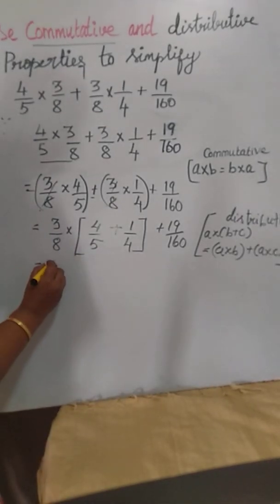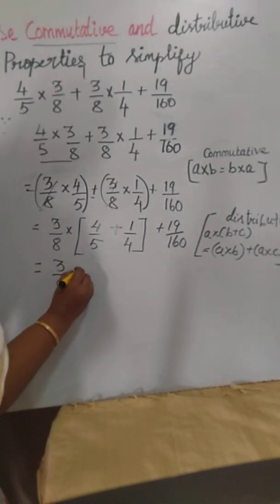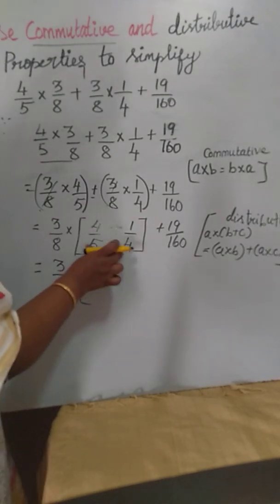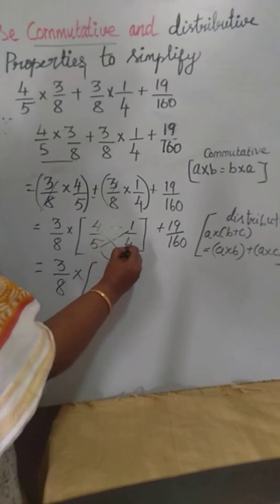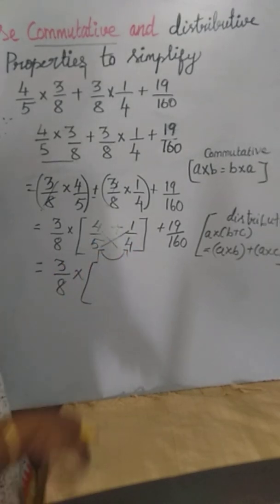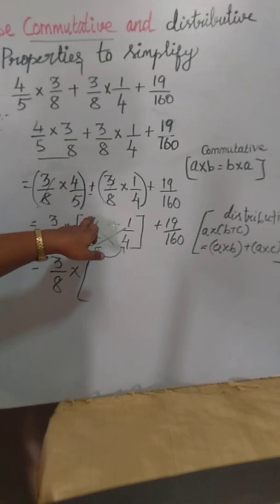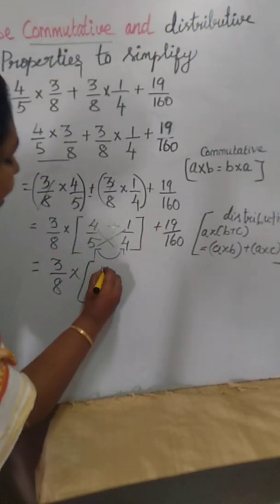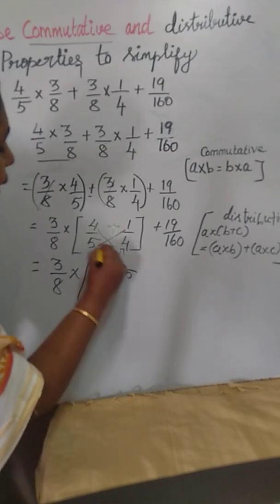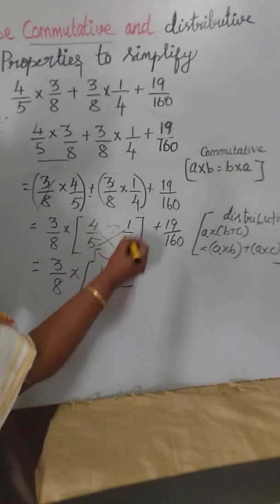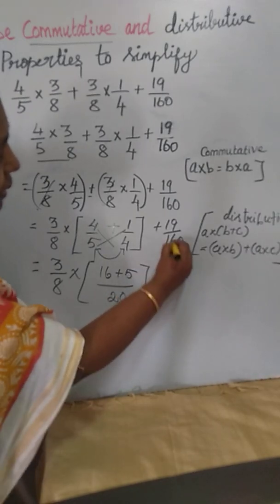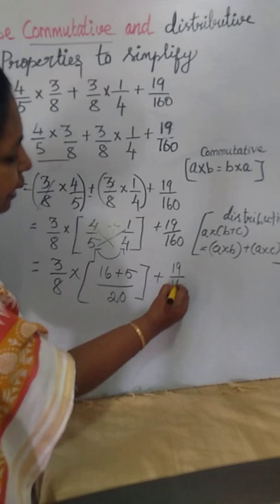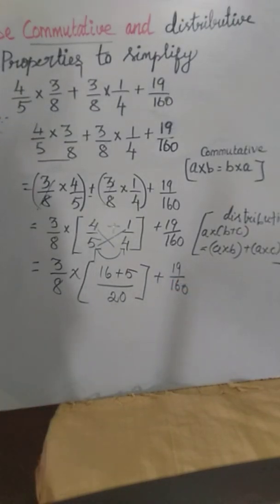So next one, 3 divided by 8 into... we have to add the two rational numbers. So here I take the cross multiplication. 4 into 4, can anybody say 4 into 4? Yes, 4 4s are 16. 5 1s are 5. So again 5 4s are 20. So plus 19 divided by 100 is 60.